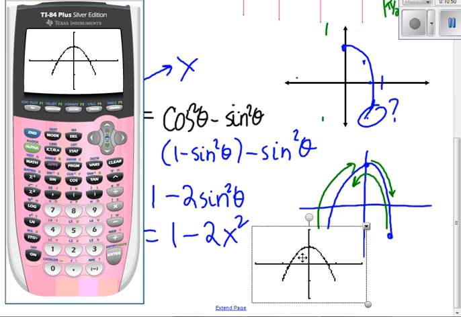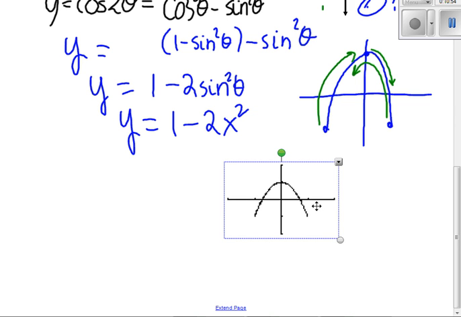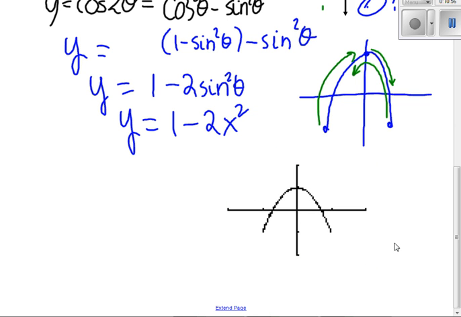And look at your domain. Okay? Best you get up here is 1. And this is at -1. That's fine. -1, -1.